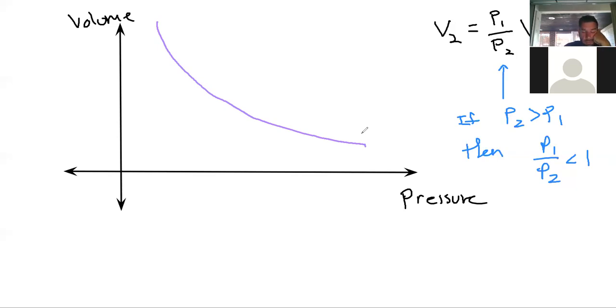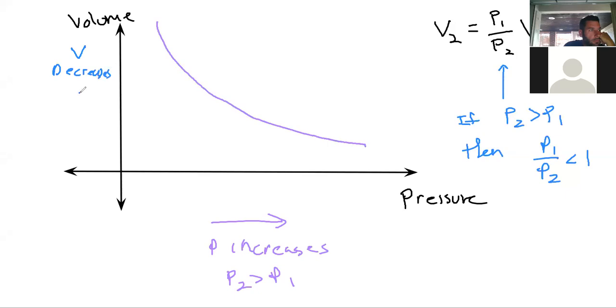So again, let's think about that. If P increases, and that means P2 is bigger than P1, what that says is the volume decreases. So that would mean V sub 2 is less than V sub 1. So there's a few ways you can think about that looking at the algebraic formula, and I hope that you do.